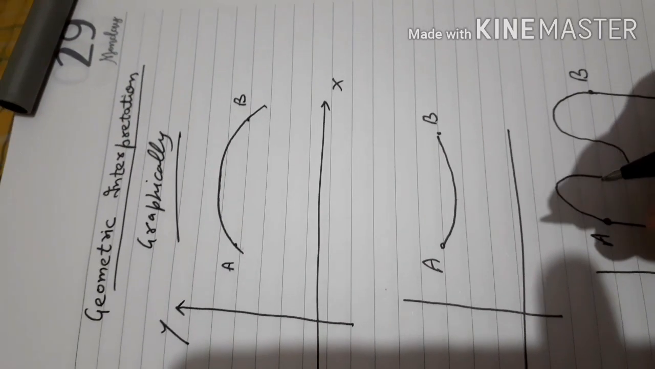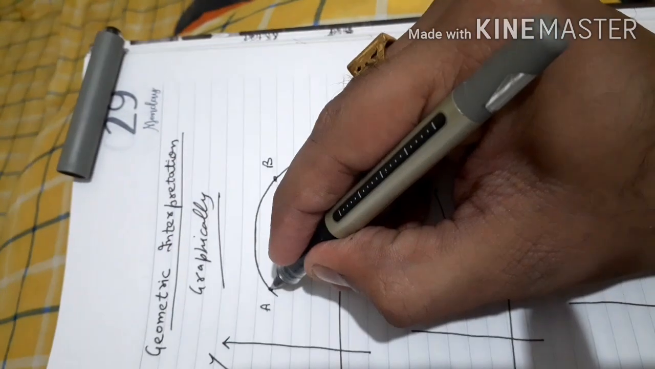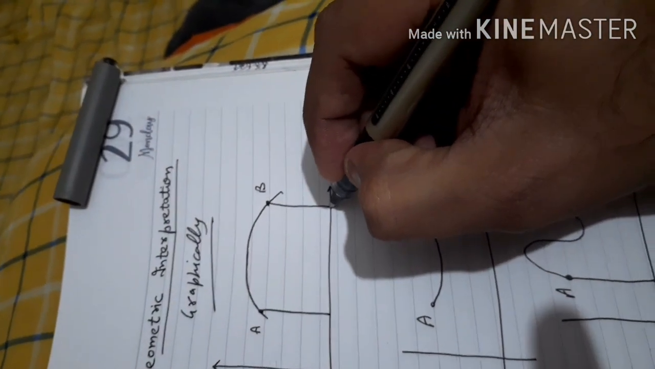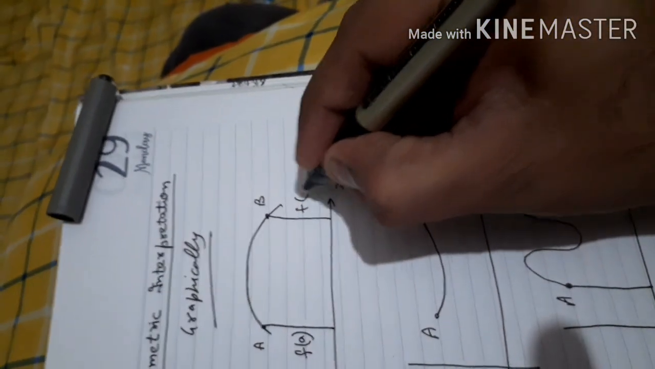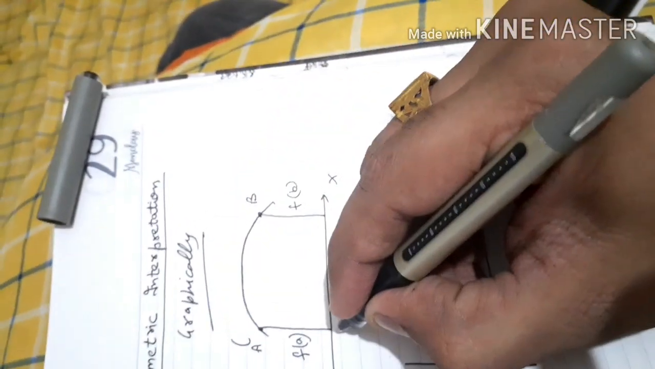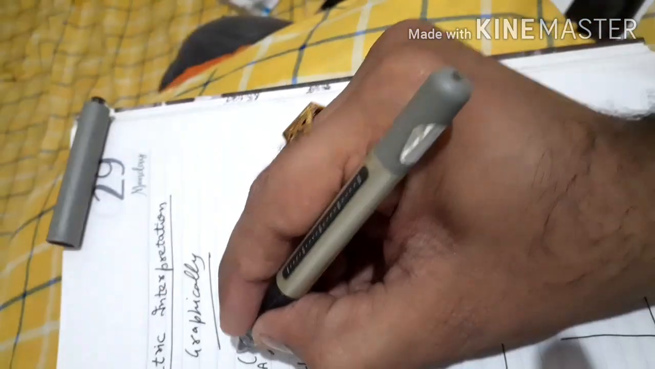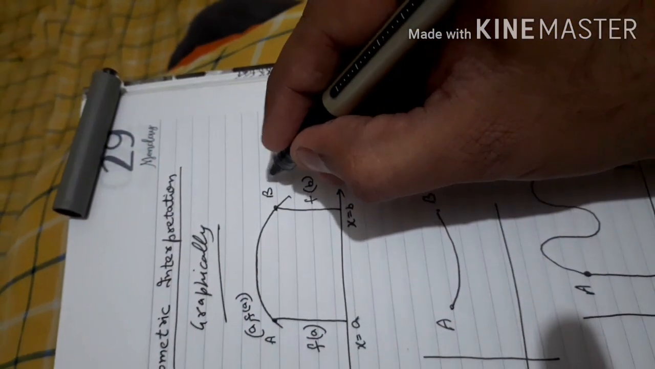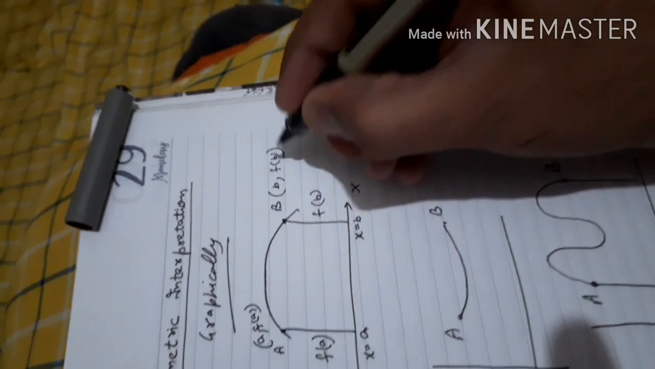Now in the first case, here we have point A and here we have point B. Join them with the x-axis. It's f(a), it's f(b). At point A, x is equal to a, and here x is equal to b. So at point A we have a and f(a), and at point B we have b and f(b).